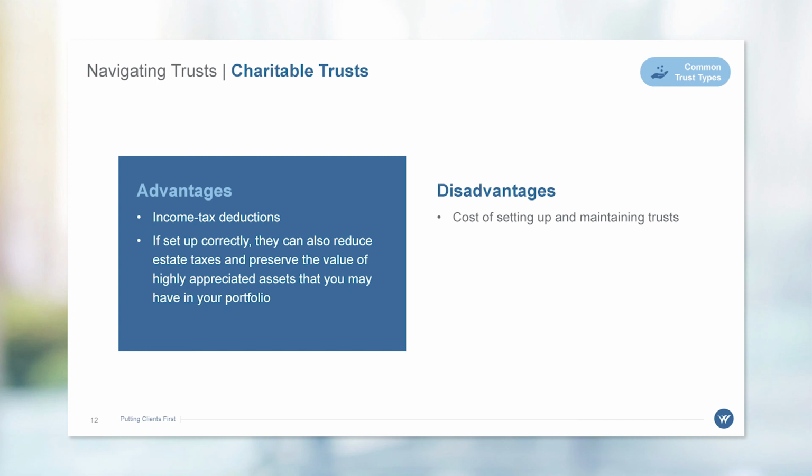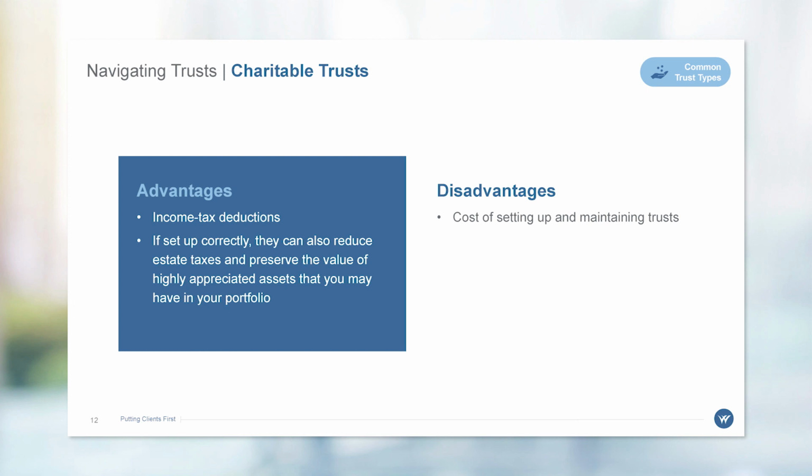Preserving highly appreciated assets: contributing these types of assets to a charitable trust preserves their value and avoids capital gains tax that the grantor would have incurred if they had sold these kinds of assets on their own. And it could create income. If the grantor needs income, but the assets don't produce any, they can place the assets in a charitable trust. The charitable trust can sell them without incurring any tax liability, and it could provide a stream of cash back to the grantor until the remainder goes to the charitable organization.